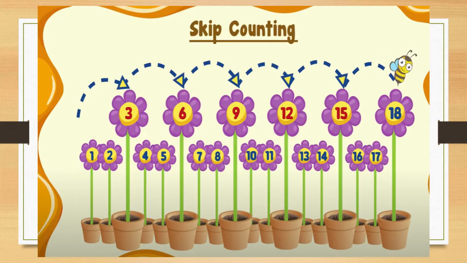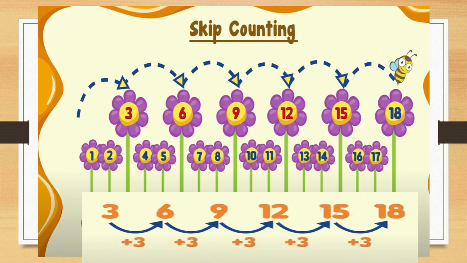What is this bee doing in this picture? She is jumping on the flowers. Rather, we can say she is hopping on the flowers. And how is she hopping? Do you see any pattern? She hopped first of all on flower number 3, then on 6, then on 9, then on 12, then on 15 and 18. How did she do that?